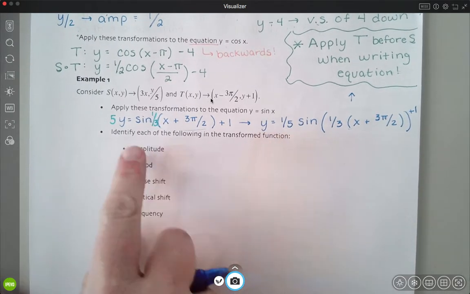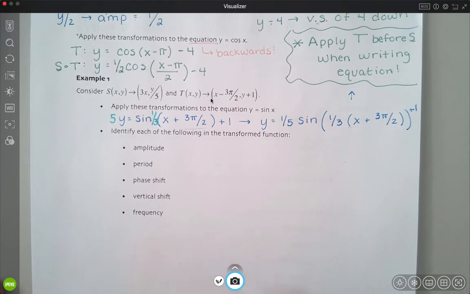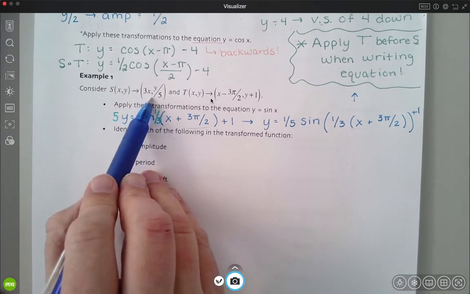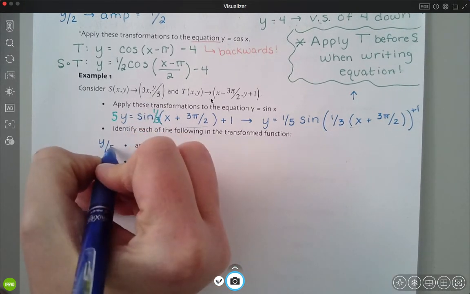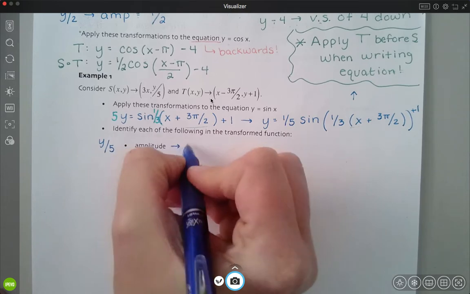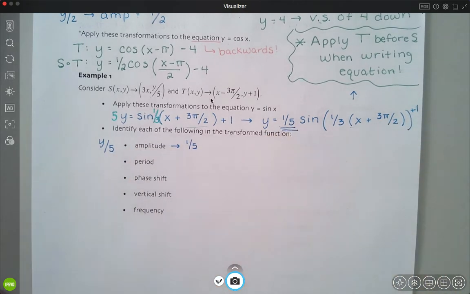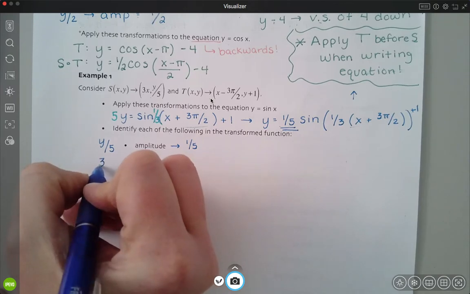Let's see if we can figure out what would be true about this equation, what things we know about it, and then we'll look at the graph and verify that all of those things worked. So the amplitude comes from the fact that this is y over 5. Okay, I'm just going to make a note over here what I'm looking at. I'm looking at the y over 5, which means my amplitude would be 1/5. And that also corresponds to this number right here. Okay, that's my amplitude.